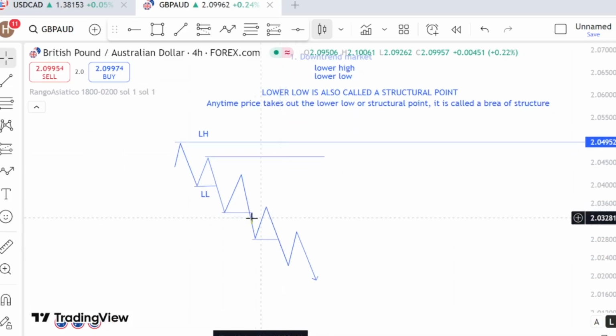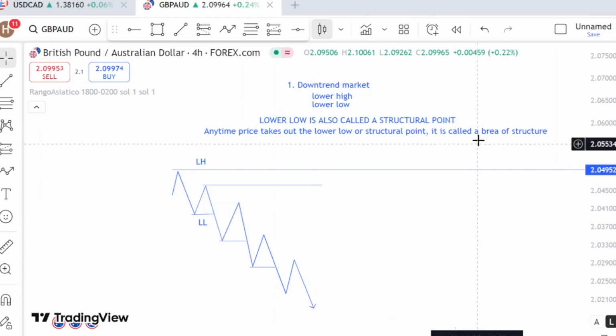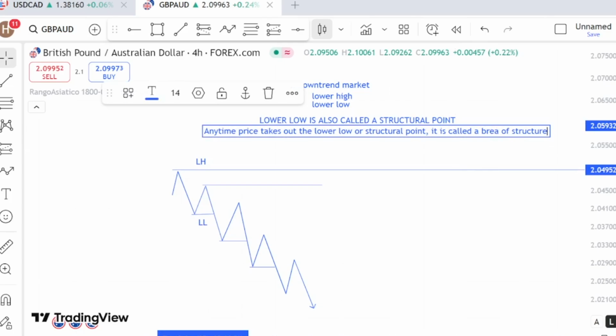Alright, so this is what we call the downtrend market. Pay attention. You must always be able to identify your lower high and your lower low. Your lower low is also called the structural point. Anytime price takes out the lower low or structural point, it's called a break of structure. There's no K in this. It is called a break of structure.